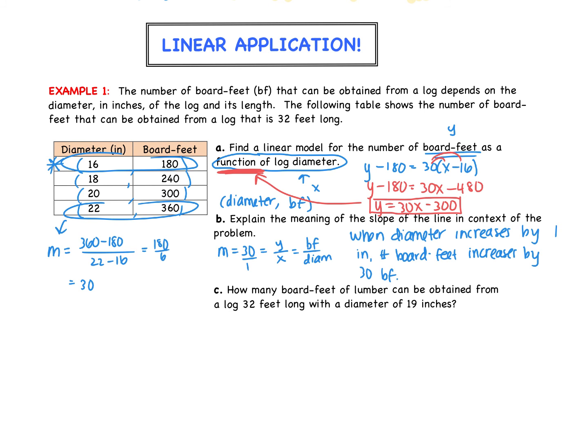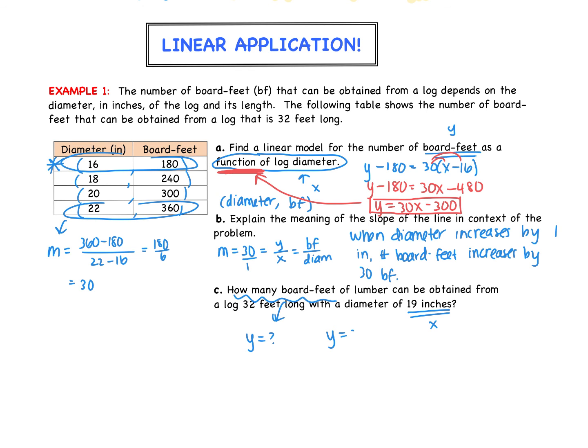Okay, last one, C. How many board feet of lumber can be obtained from a log 32 feet long with a diameter of 19? How many board feet? That tells us what we're looking for. Board feet is y, so it tells us that we are looking for y, which means we need to know x. Now, please be careful here. We're given two numbers, 32 and 19. Which one is x? 19. Our x is diameter, so 19 is going to be our x.